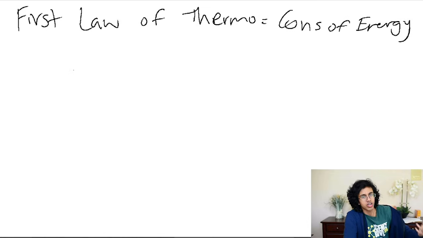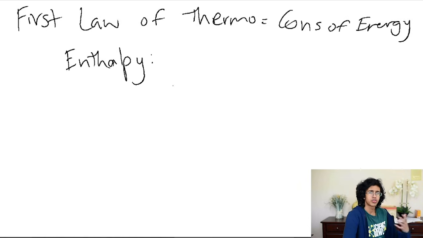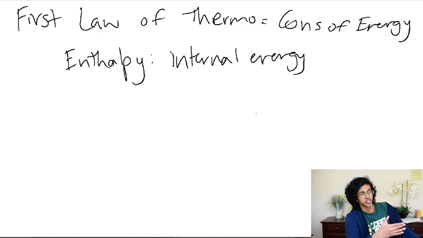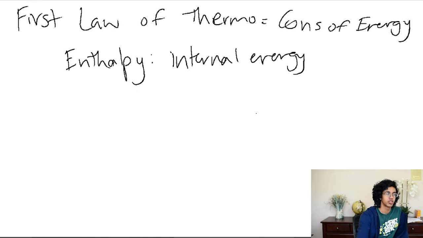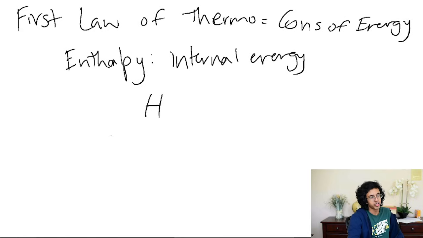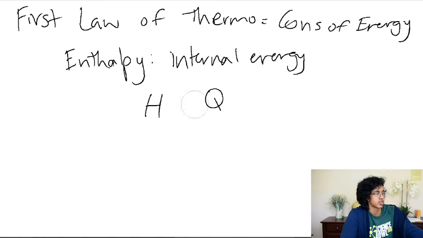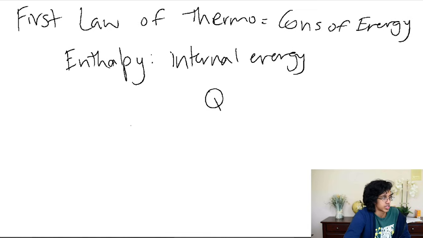Alrighty, so now let's talk about what enthalpy is. Enthalpy is literally just your internal energy. It's basically the same thing. Technically, it's internal energy plus the product of pressure times volume, but you could literally think about it as internal energy and you'll be fine. Enthalpy is written as H. It could also be written as Q. The first thing we're going to talk about is enthalpy as Q, and one application of this is called calorimetry.